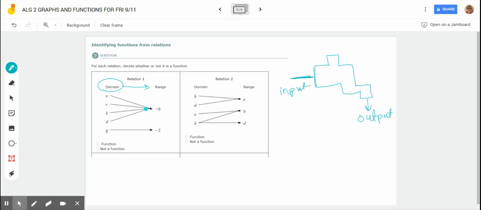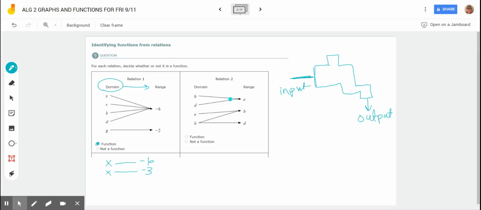This is often confusing to people because it looks like we have a problem here, since x goes to -6, v goes to -6, k, d. But that's not a problem because x doesn't repeat itself. The domain in a table will never repeat itself. This would have been a problem if you had two x's and one went to -6 and one went to -3. The domain cannot repeat itself, but here there's nothing repeating itself. So it is a function.